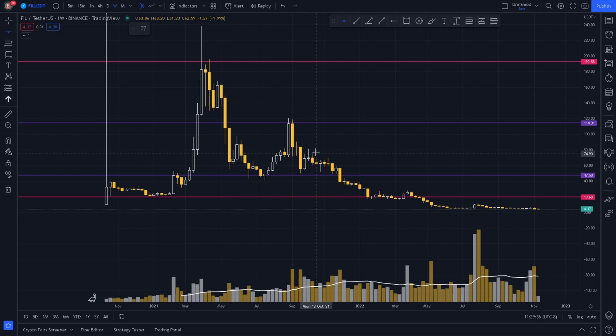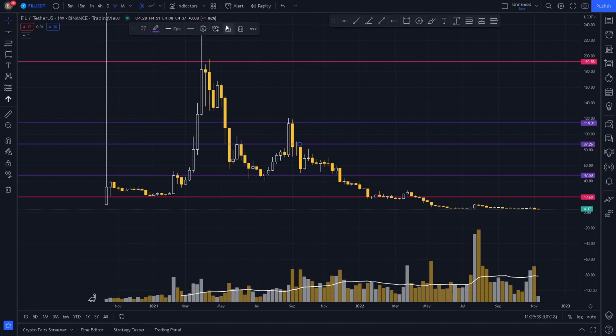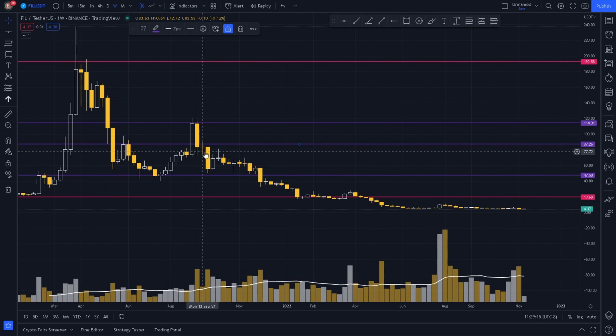Now, we also notice a key level right here. We can see price came up, hit, and reversed. As price broke through and came back down, we've seen a reaction through this doji candle here. But price initially continued to fall.